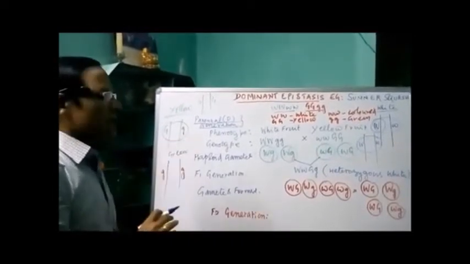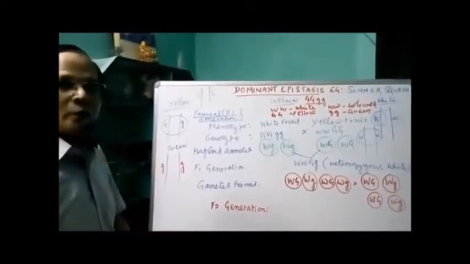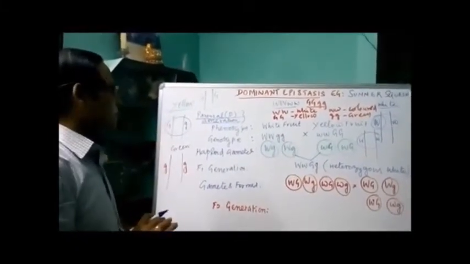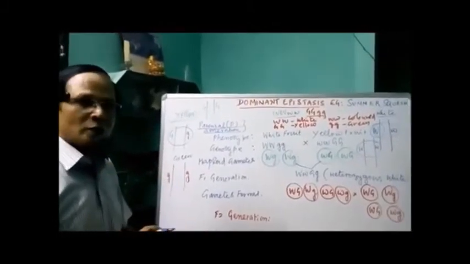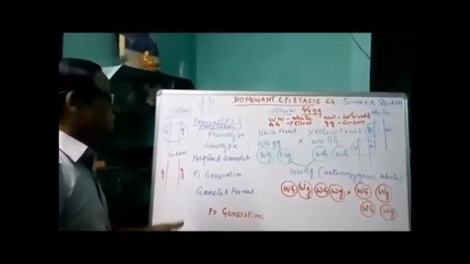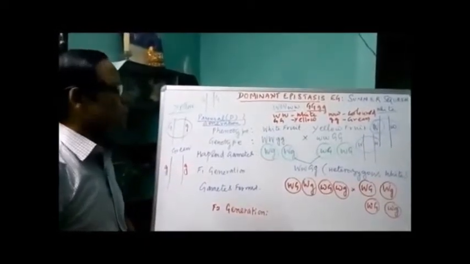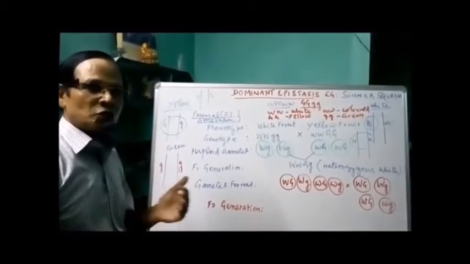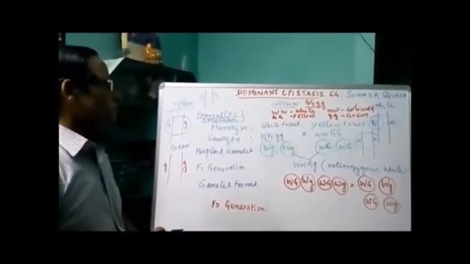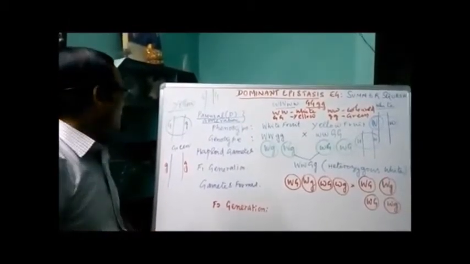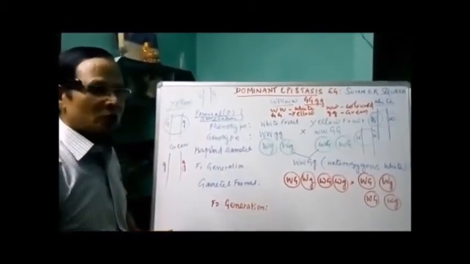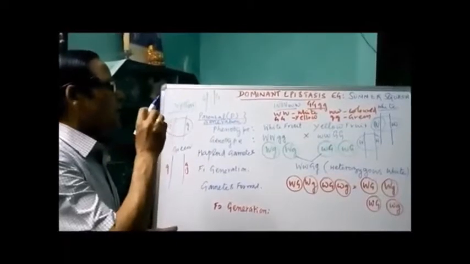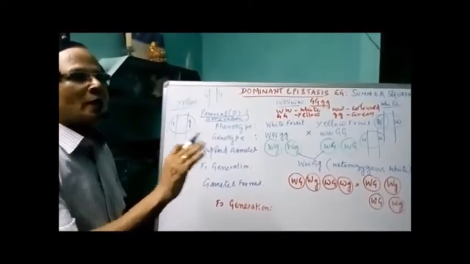Similarly, the green color is expressed only in the absence of both W and capital G. So the green color will be expressed only in the recessive homozygous condition, in the absence of both the dominant allele W and the dominant allele G located at another locus. So W is the epistatic gene, and capital G and small g are hypostatic genes. They can be expressed only in the absence of the dominant allele W.